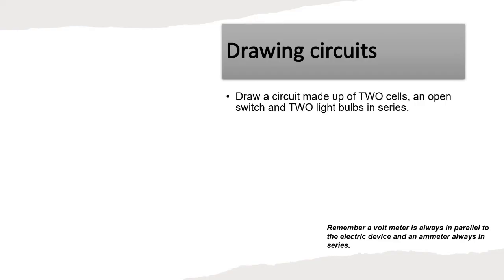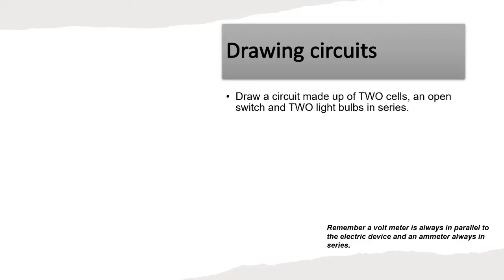Now, let's have a look at how to draw circuits. What you must remember when drawing a circuit is to always follow the given instructions. So our instruction to you is to draw a circuit made up of two cells, an open switch, and two light bulbs in series.